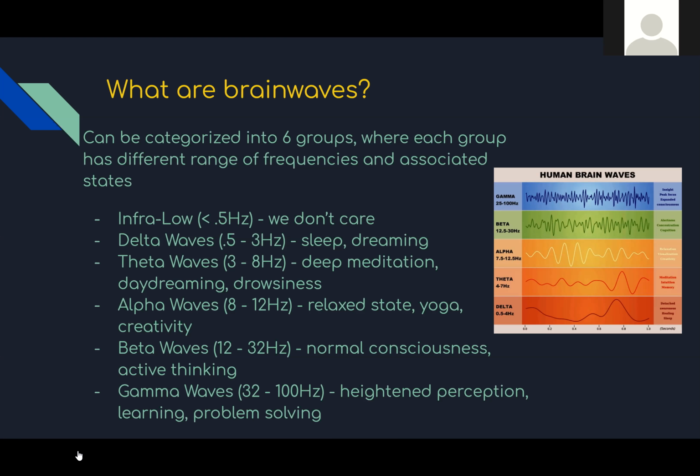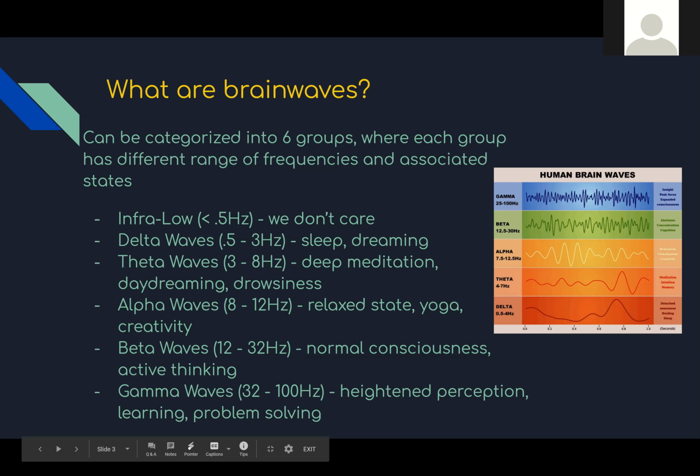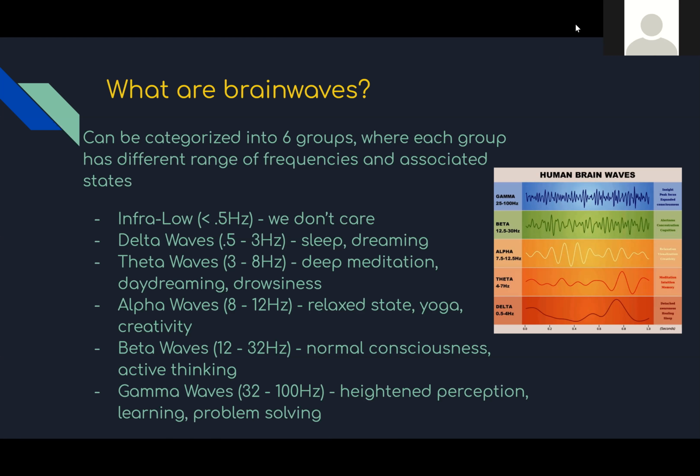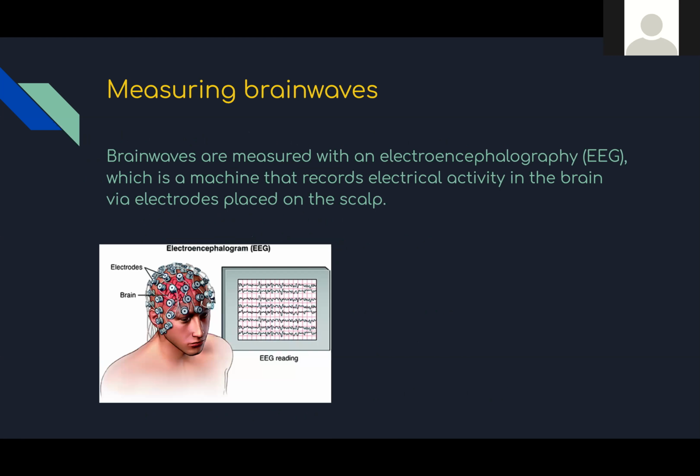Beta waves are the ones that we see most often, from 12 to 32 hertz, and they're the normal consciousness of the brain, mostly active during active thinking. The gamma waves are the highest frequency brainwaves, which are most associated with heightened perception, learning, and problem solving. The way we measure these brainwaves is with that very long word, I believe, electroencephalography.